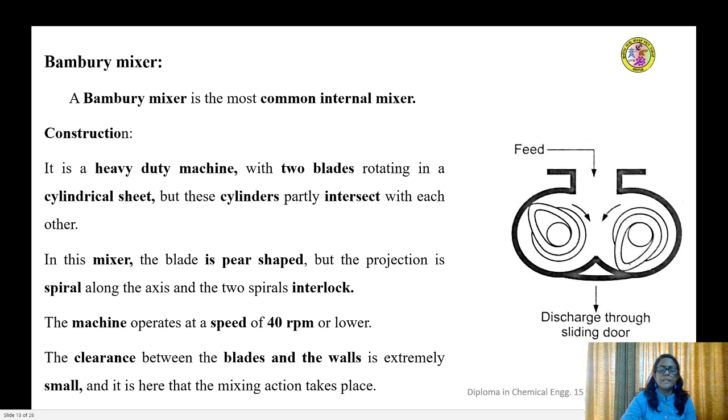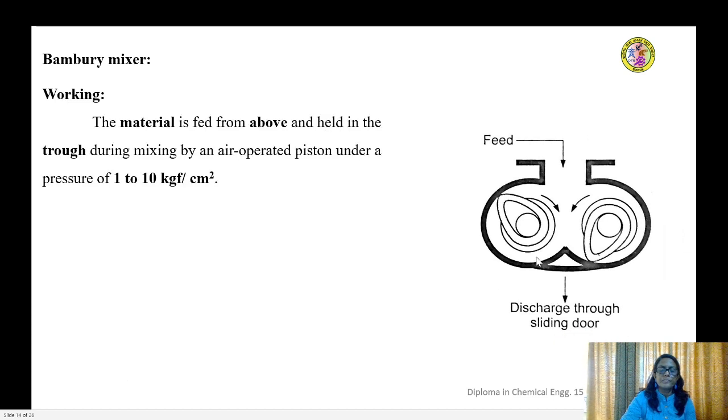The clearance between the blades and the walls is extremely small, and it is here that the mixing action is taking place. So that means the gap between the wall and the tip of the blade is a small gap, that is, there is a close clearance given between the wall and the rotating blade. So it is here where the required mixing action takes place.